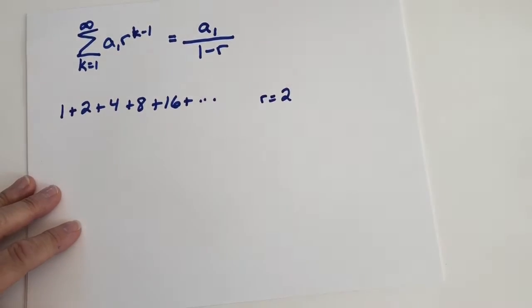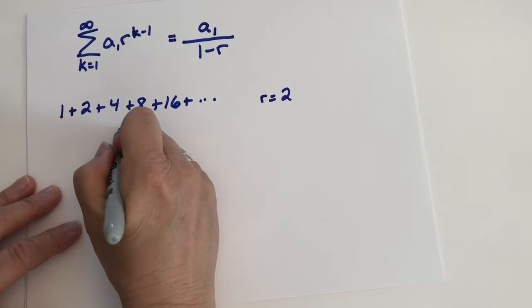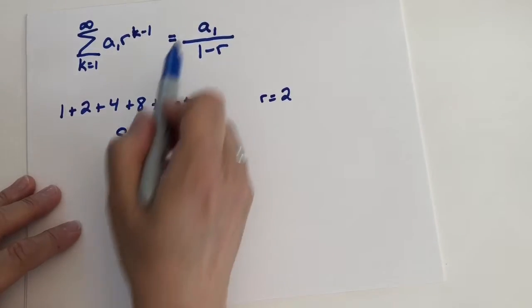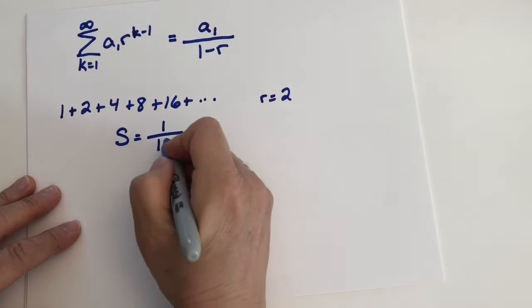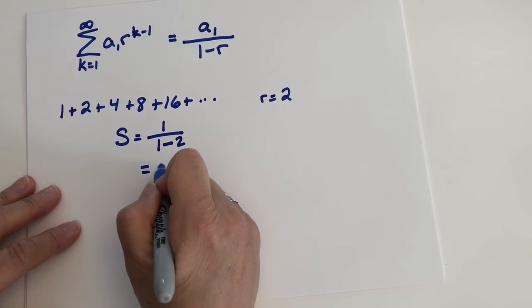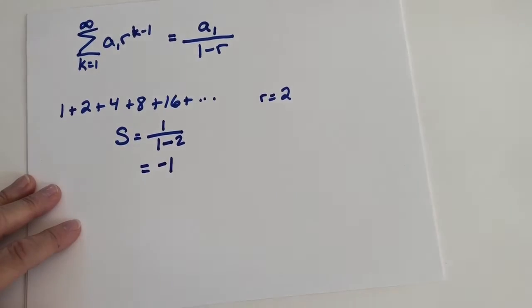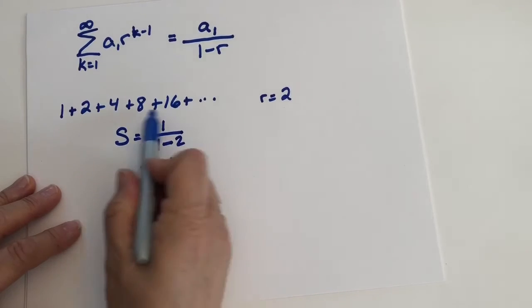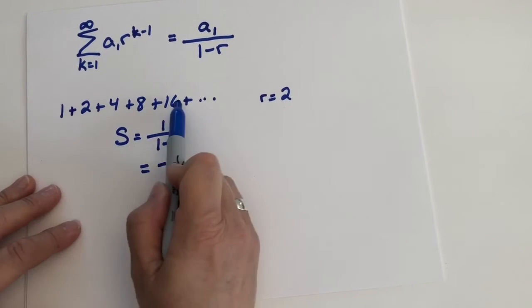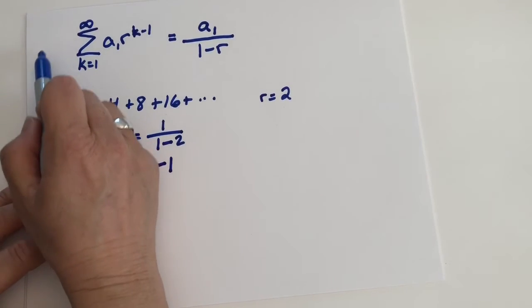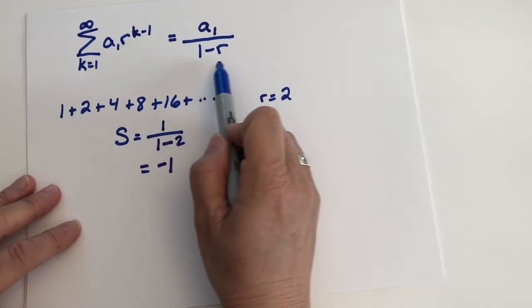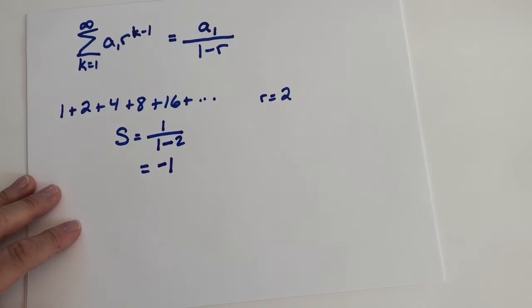And if we tried to find the sum using this formula, we would start with the first term, which is 1, and we divide by 1 minus 2, and we would get a value of -1. And clearly, this is not the case. This sum would not add to -1. So this formula can't be true in all cases. So let me talk about why it doesn't work in this particular case.